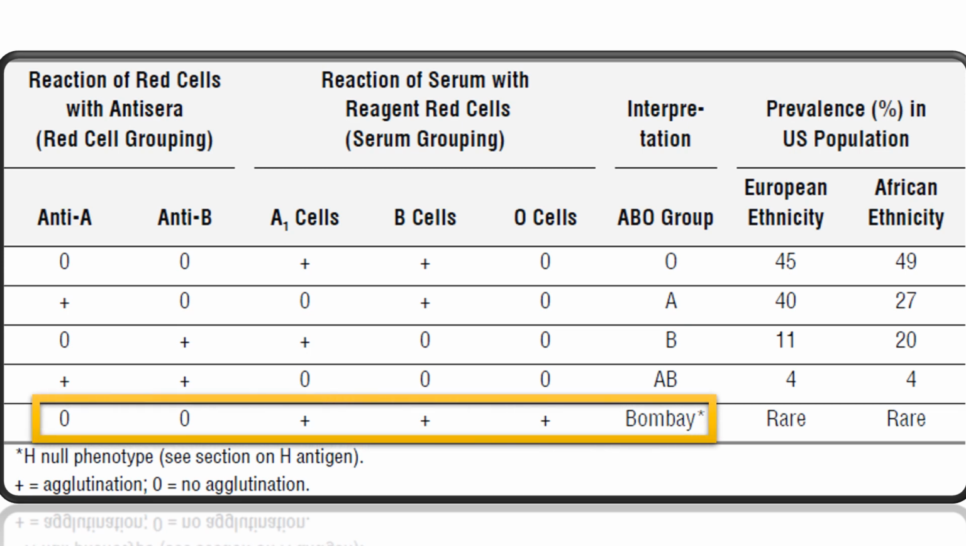This is the reaction that we see in a Bombay group. With anti-A there is no reaction, with anti-B there is no reaction when you start with A1 cells and B cells. But incidentally, on O cells it will come positive, because you have O cells which have H antigen and you have an anti-H antibody. This is the Bombay phenotype.